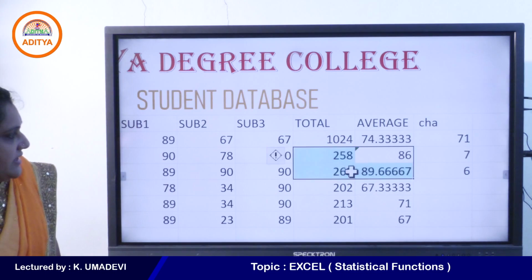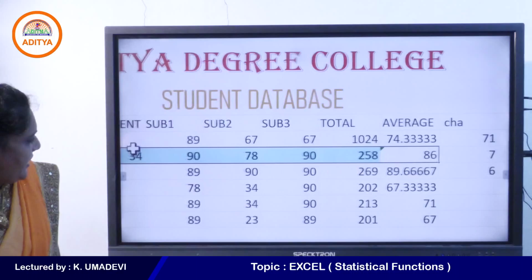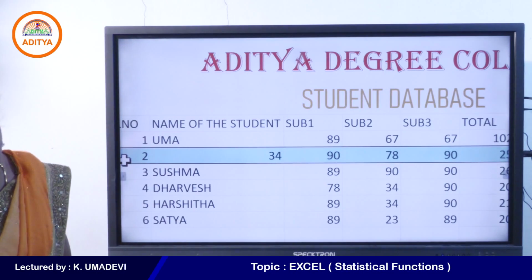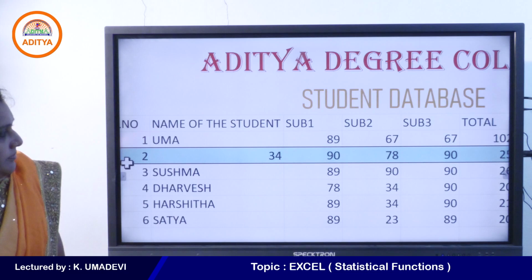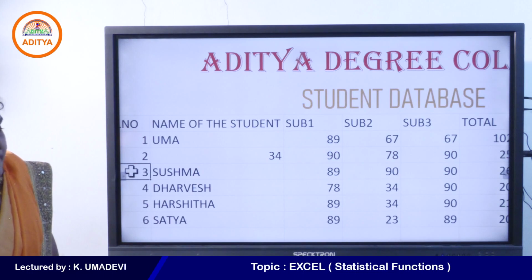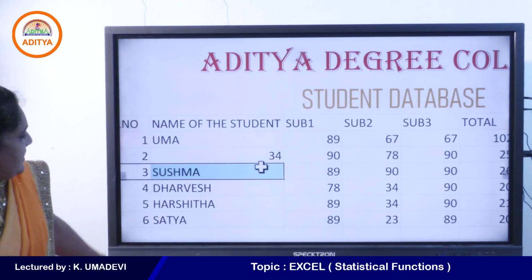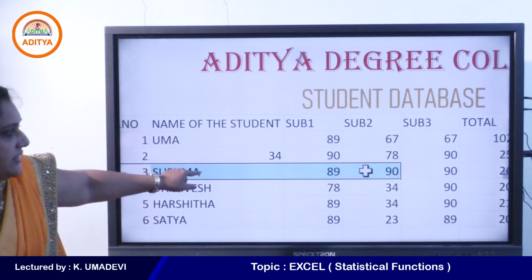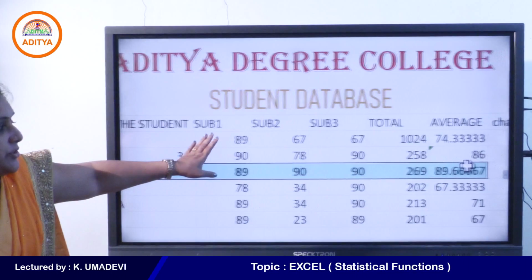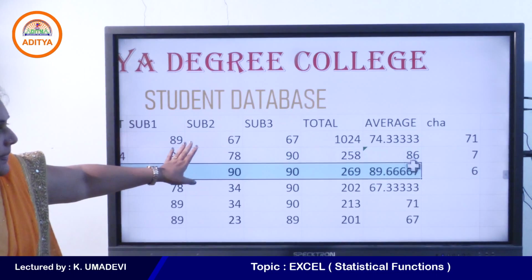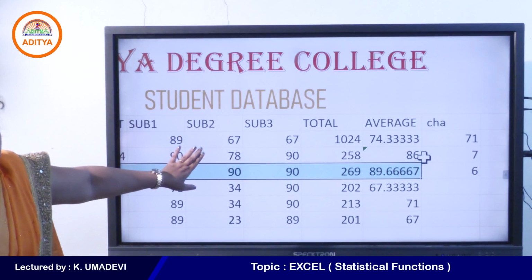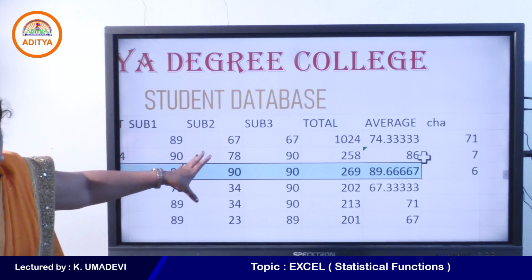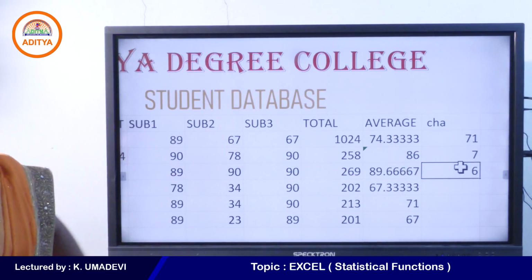Why? Because from A9 to G9 all the cells contain numerical values. But on the second cell, from A10 to G10, B10 contains text data. The count function only counts numerical values. So we have selected 7 cells, 6 cells contain numerical values and 1 cell contains text data. So the result is 6 here.